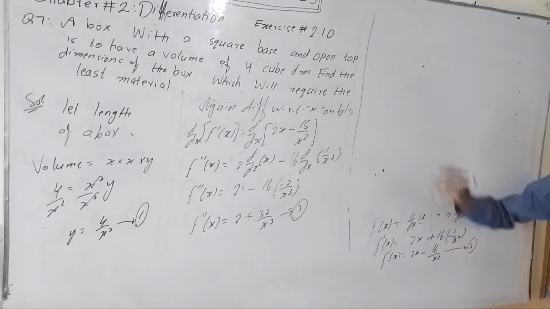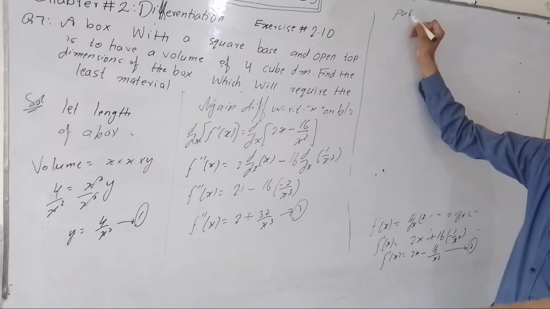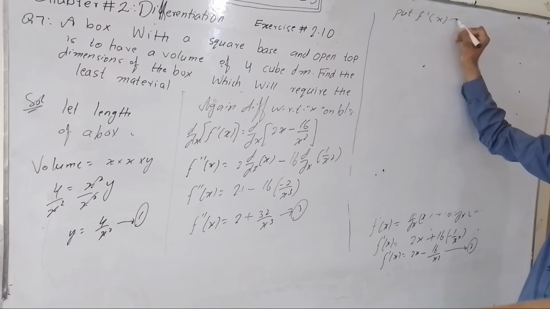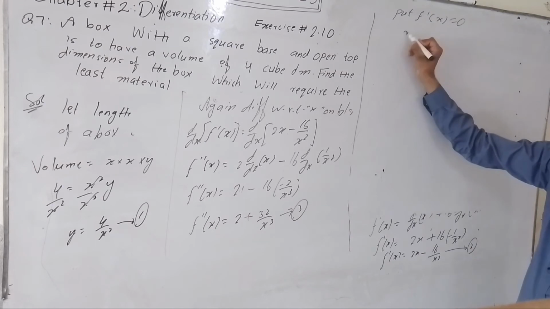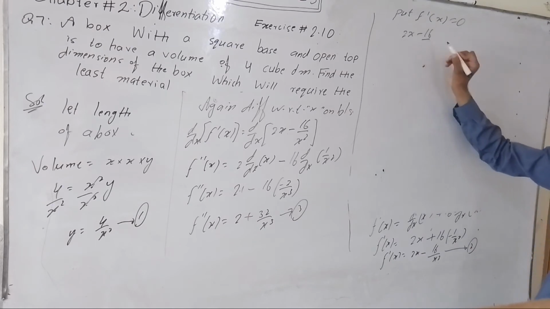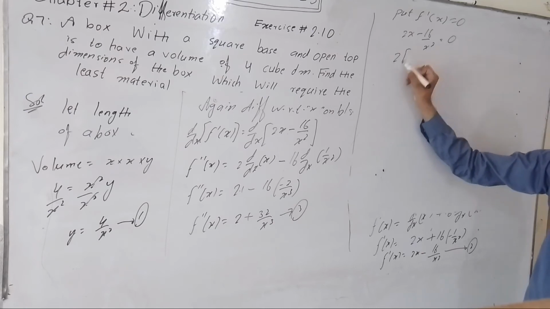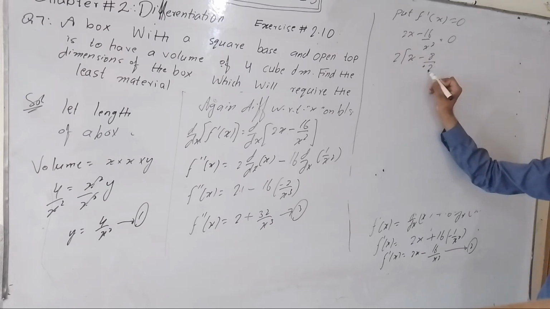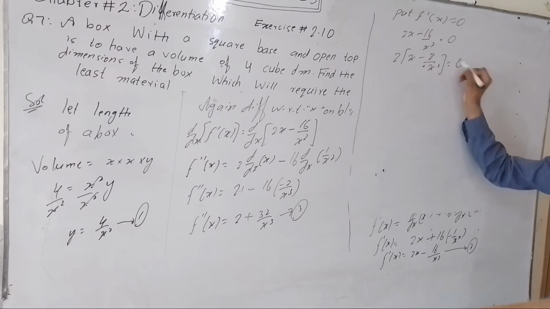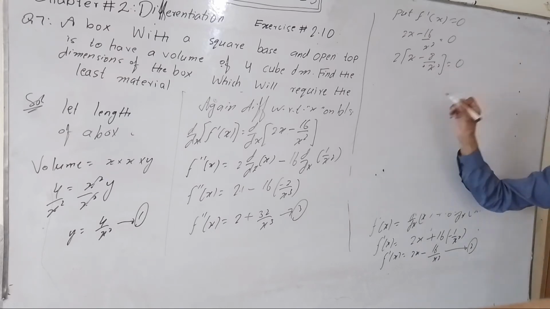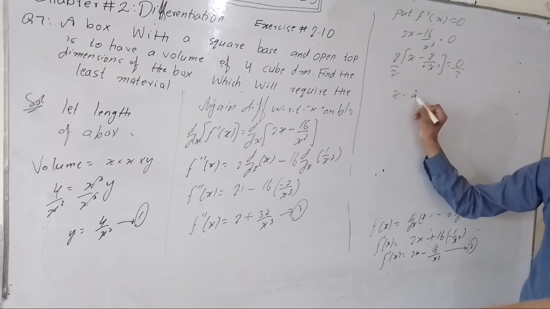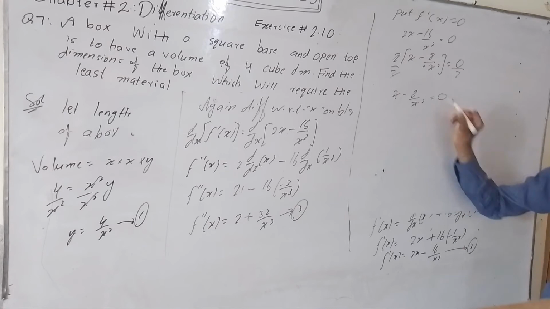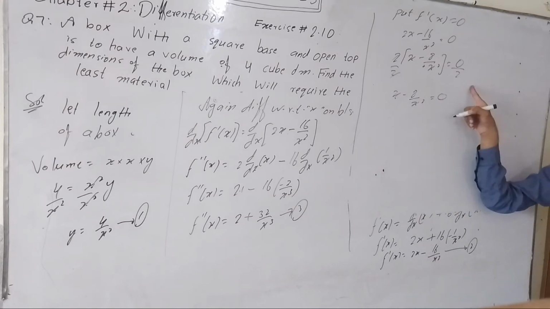Put f prime of x equal to 0. So 2x minus 16 divided by x square is equal to 0. Take 2 common: 2 times x minus 8 divided by x square is equal to 0. Dividing by 2 on both sides to cancel, x minus 8 divided by x square is equal to 0. 0 by 2 is equal to 0.